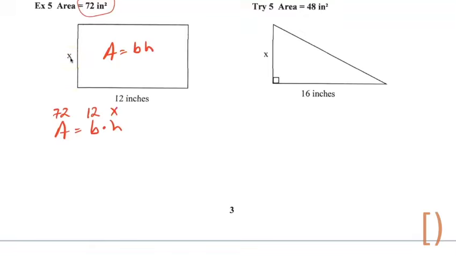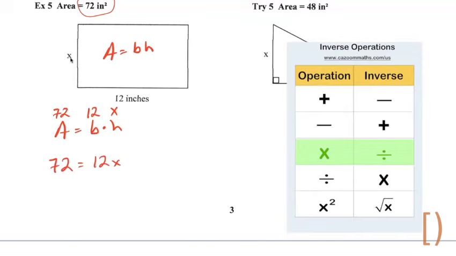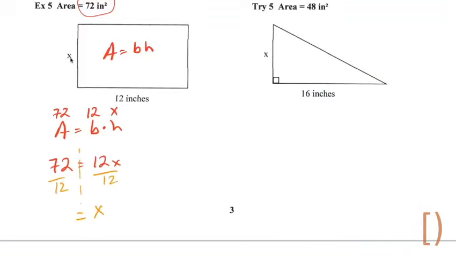So we have our equation here. We know 72 equals 12 times x. If I wanted to solve this after I set it up, there's your equal sign. I want to get rid of the 12, and x would equal 6. So there we go. That one over here is the same concept, but it is a triangle.